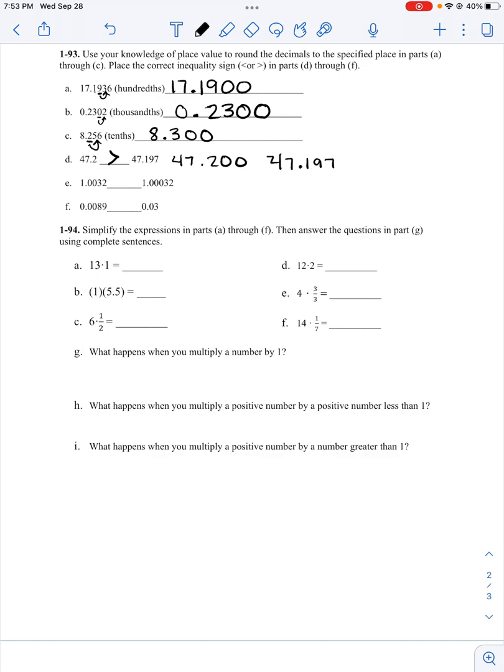Okay, part E. I can look at the number of zeros. This one has 2. This one has 3. Since there are more zeros on the right side, this first one, 1 and 32 10,000ths, is greater than.